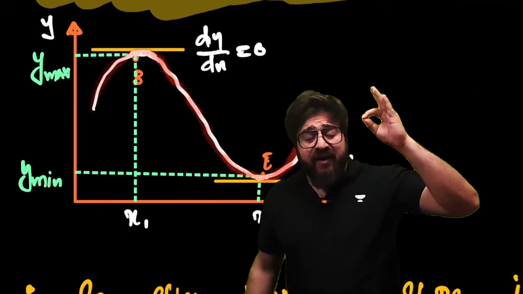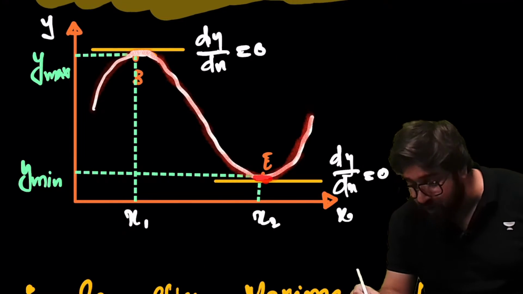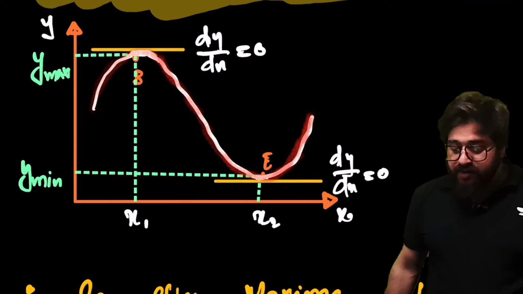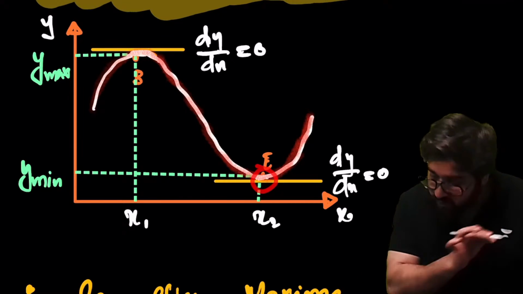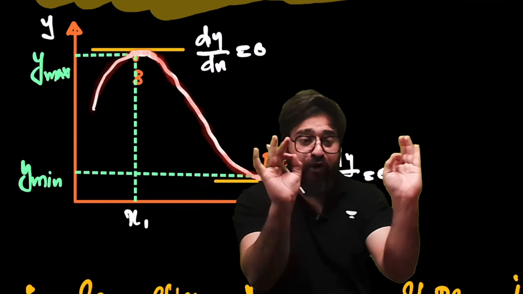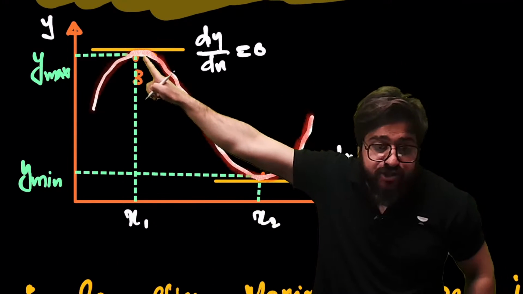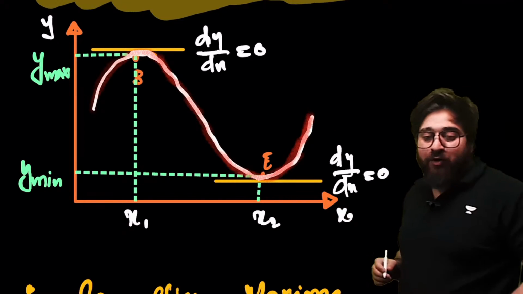And if I say, which one is the lowest point in this graph? You say, sir, this one is the lowest point. So this is what we call the maxima and this is what we call the minima. As of now, just remember it. This highest point is the maxima, and this lowest point is the minima.